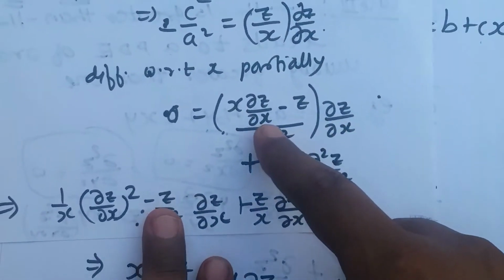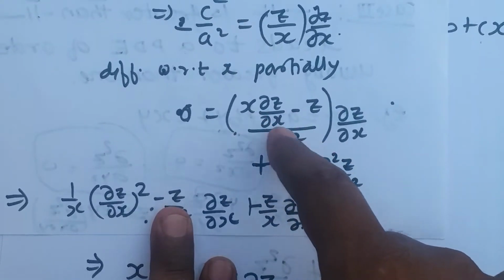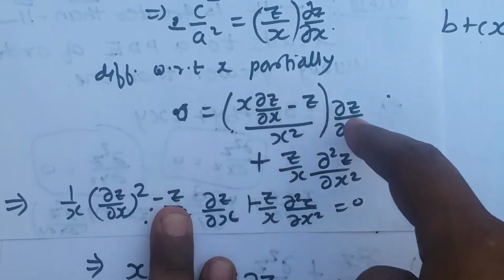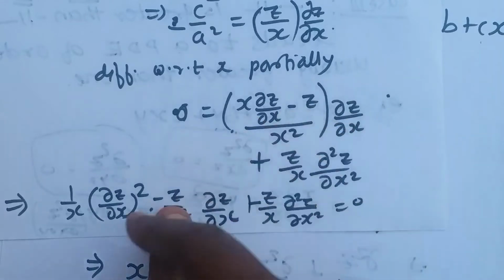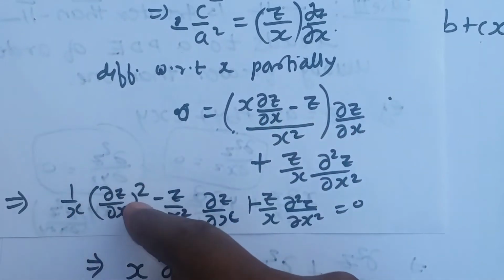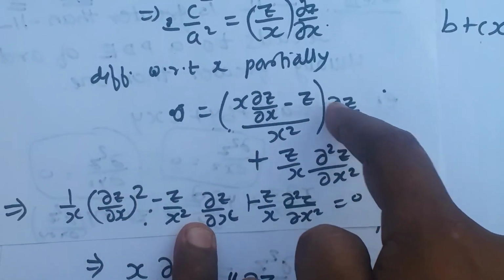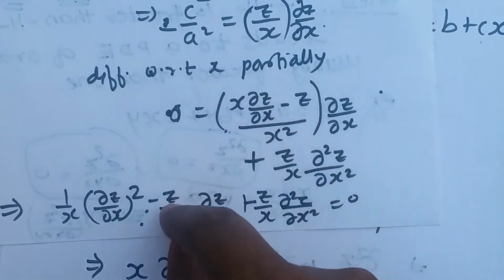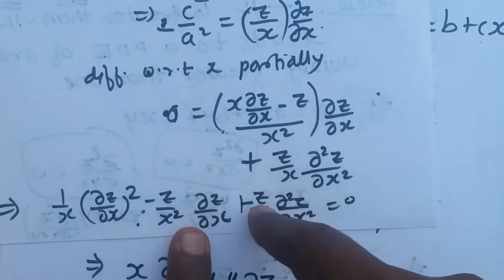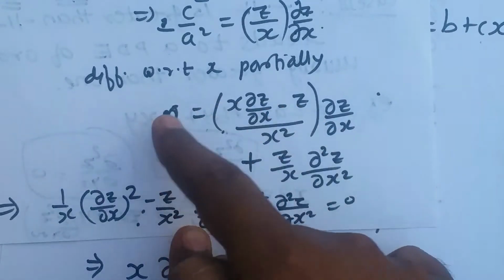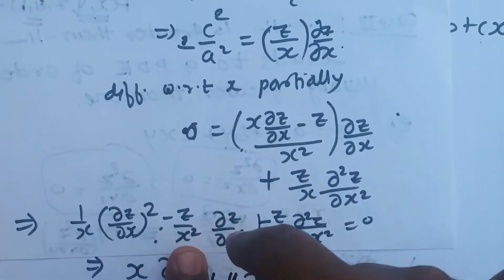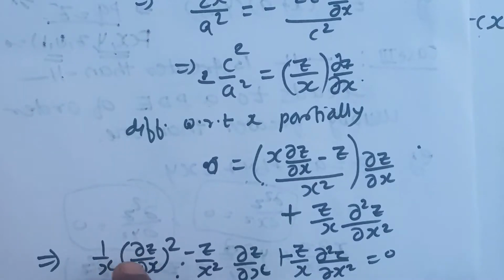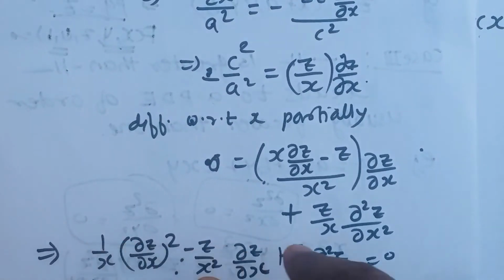Now after simplifying, after dividing by this x square to these two terms, and after multiplying by del z by del x inside, we'll get these terms: 1 by x square del z by del x square, first term, after multiplying by this inside it will become square, minus z by x square into del z by del x plus this term as it is, and that 0 I have written on this side. Now I am going to simplify it further. We can multiply this throughout by x square.